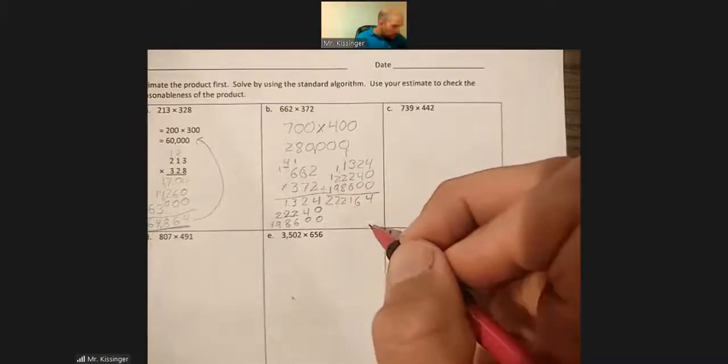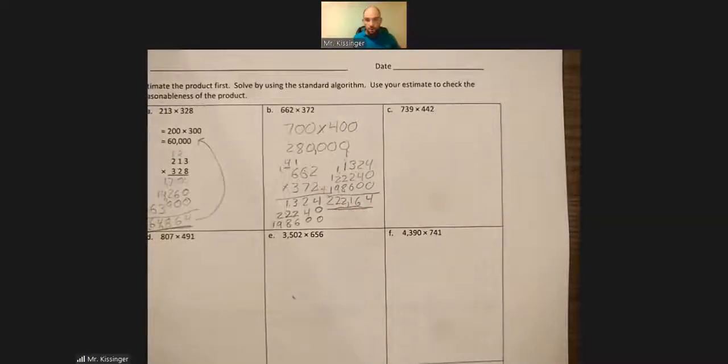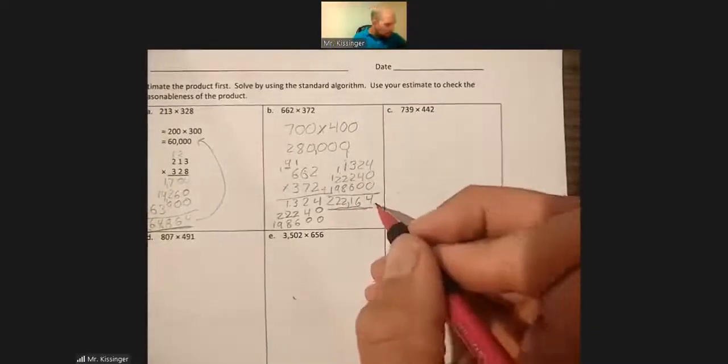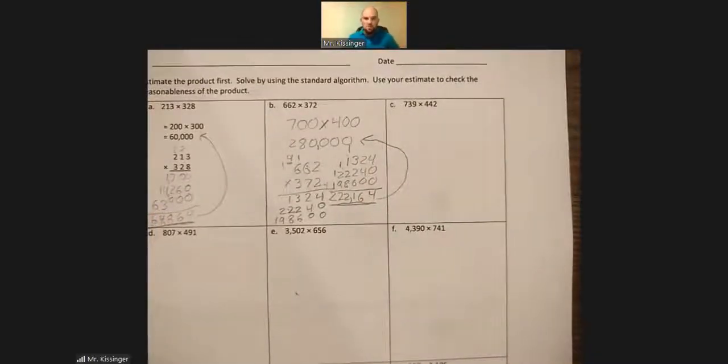And our total is 222,164. And that should be close to our estimate of 280,000. Not super close, but close enough that we know that we're around the same ballpark here as 280,000. We can assume that our product is correct.